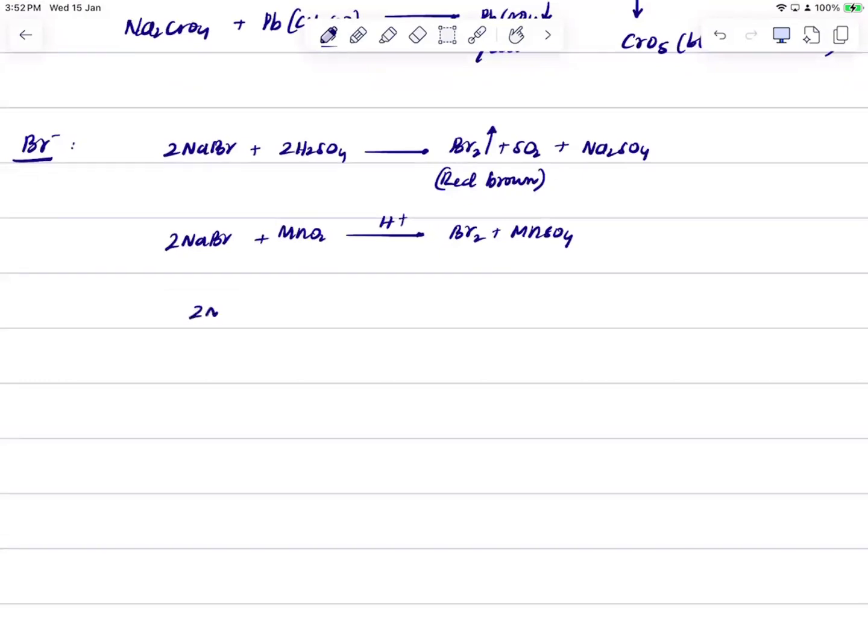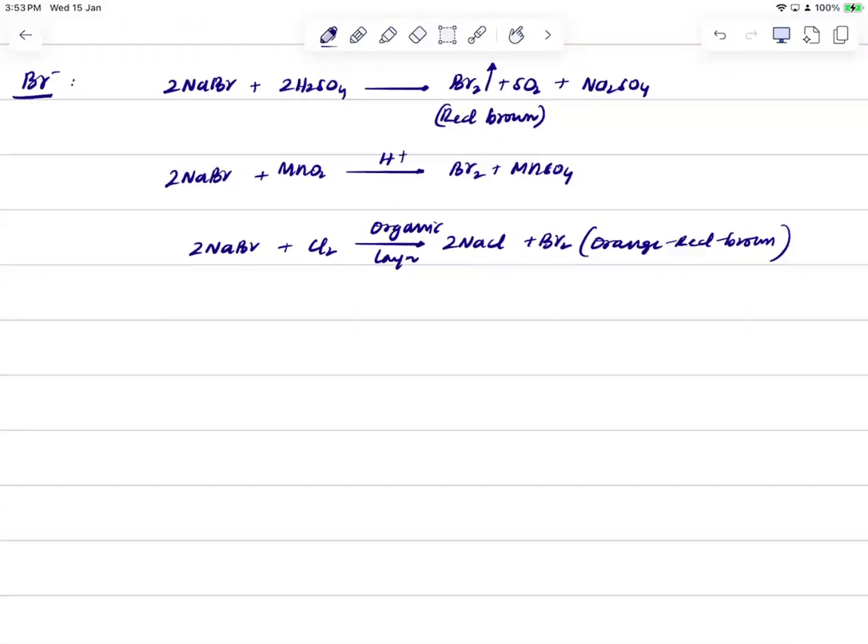Now, the layer test, which we have done already: NaBr plus Cl2 will convert into 2 moles of NaCl plus Br2. So, in the presence of an organic layer, depending upon which particular layer you are taking, we can get different colors here. Usually, like I said, orange, red, brown. Anywhere in this range, whatever you have, it is bromine, I mean bromine liquid.